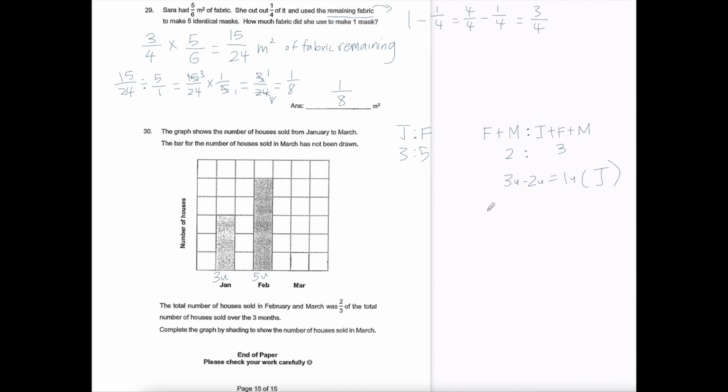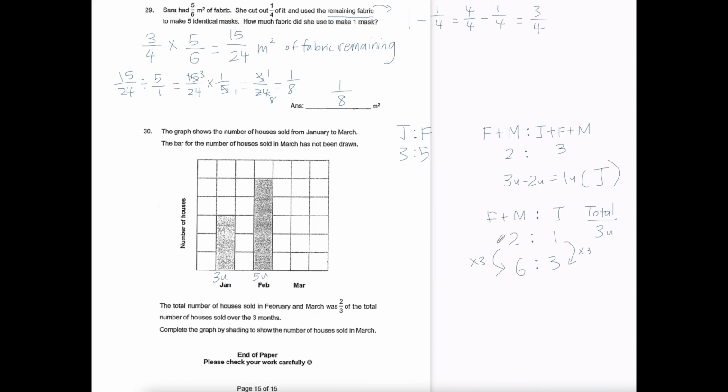So February plus March is 2, and January is 1, because my total is 3. Got it? January here is 1 unit, but January in the graph is 3 units. I want to make it the same, so I have to multiply by 3. So I'm going to get 6. So February plus March is 6 units.